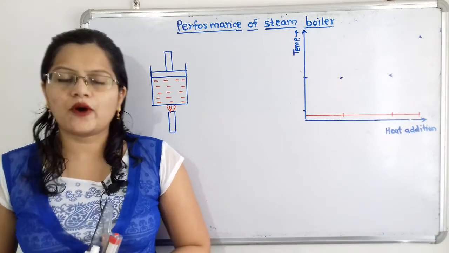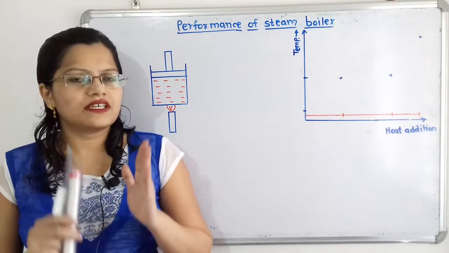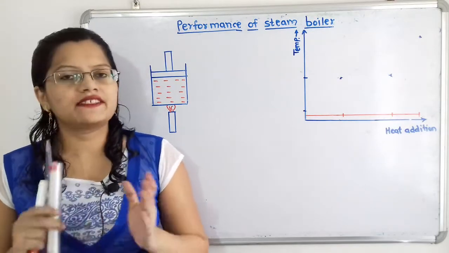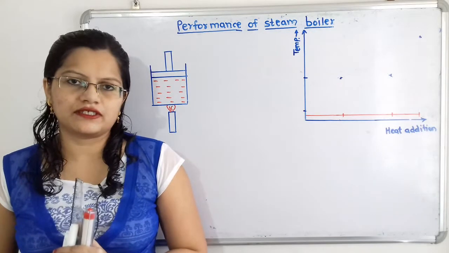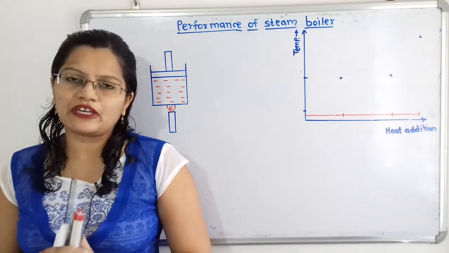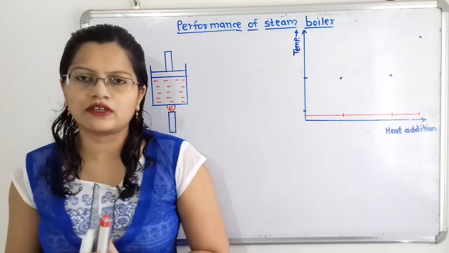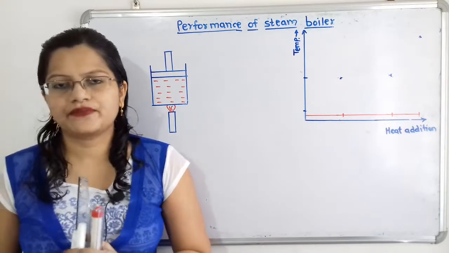Performance of steam boiler is measured with the help of two parameters. First one is the equivalent evaporation and second one is the boiler efficiency. Now to understand the concept of equivalent evaporation, we will first understand what is the phase change process of water with the help of diagram.